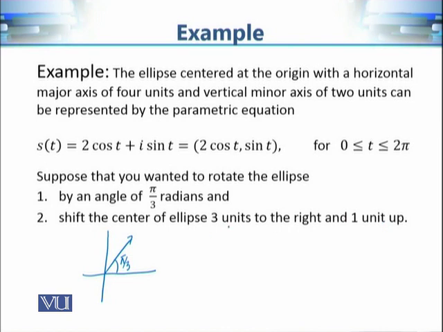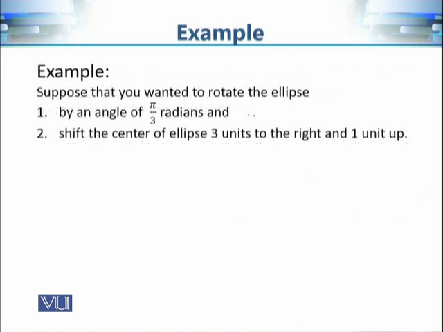So in other words, what we are saying is it translates the ellipse by this vector b. Which is 3 units to the right, in other words, we are moving along the real axis, and 1 unit up, in other words, we are moving 1 unit in the direction of the imaginary axis. So we want a linear transformation that translates by this complex number. Now let's see how to construct this linear transformation.